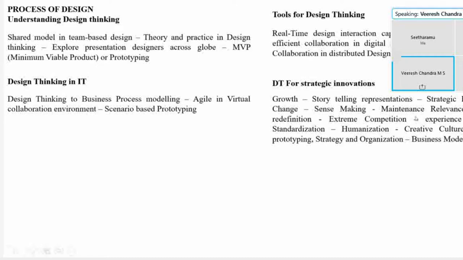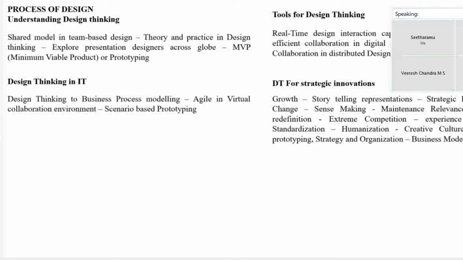Maintenance relevance: how is maintenance related to strategic innovations? We are planning for it. Value redefinition: already we are manufacturing a product. WhatsApp already has its own product, WhatsApp. Facebook, let us say, has WhatsApp as its own product. Now the value is getting demoralized, or let us say people are fed up of it. They are bored of it. So what should I do now? I should redefine the value by adding certain features into it. So that is value redefinition.